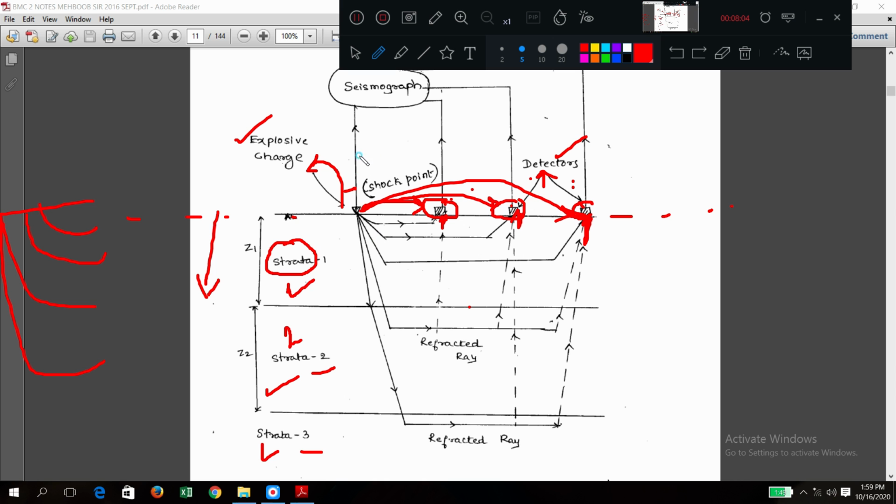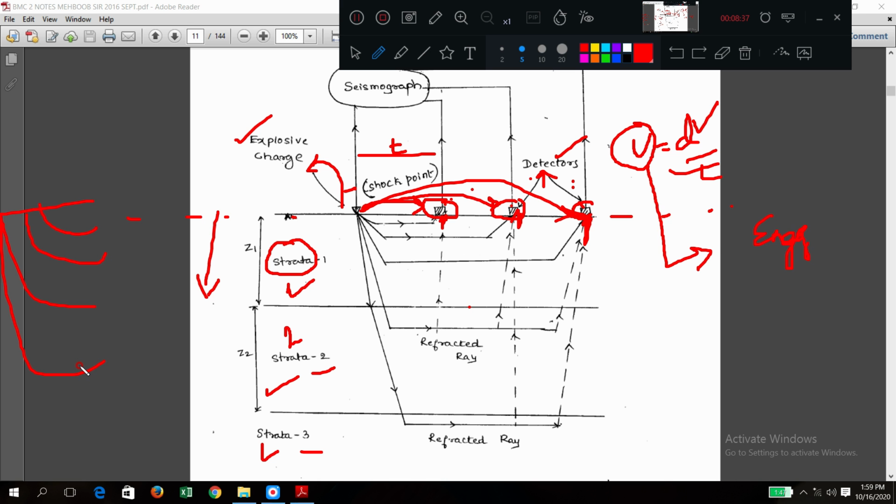Now you know the distance and you know the time, so you can get the velocity. So v is equal to d by t. t is obtained from the recording detectors. d is nothing but the distance between the first shocking point and the detector's location. Like that you can get the distance. So you finally get what? Velocity. So from velocity you can correlate to its engineering properties.